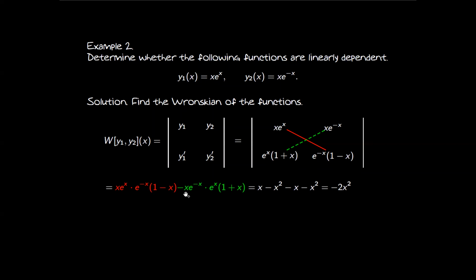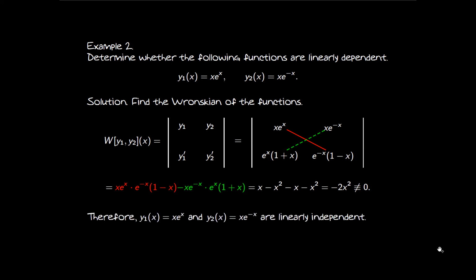And the second term is actually x times 1 plus x, right? And you have a negative sign here. So it's going to be minus x squared. So after cancellation, we're going to get this is equal to negative 2x squared. And apparently, this is not going to be equivalent to 0. So because the Wronskian is not always equal to 0, we know these 2 functions are linearly independent.